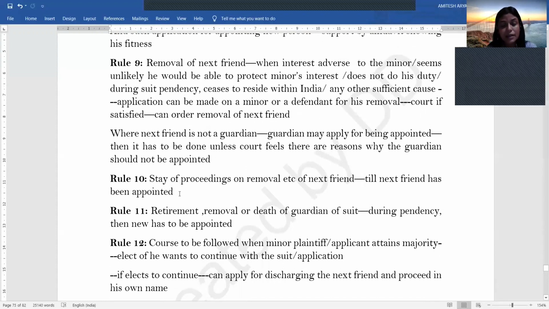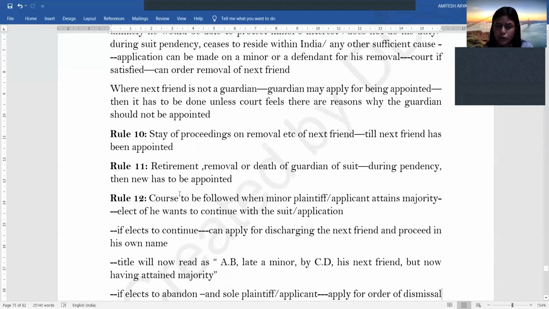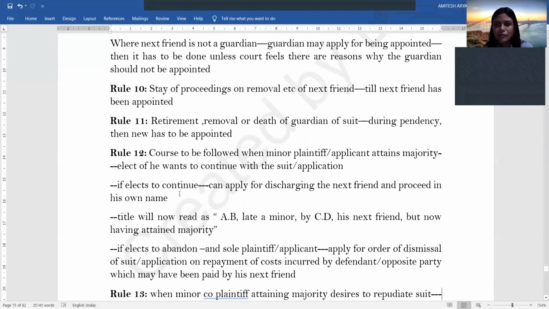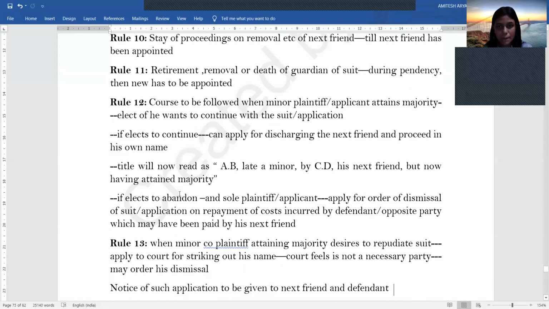Now, rule number 10: there will be a stay of proceedings on removal, etc., of the next friend. If removal has taken place, or there is a death, retirement, etc., till the next friend has been appointed, there will be a stay of proceedings. Now, rule number 11 is obviously saying the same thing. If, during the pendency, something like this is happening, removal, retirement, death, a new person has to be appointed.